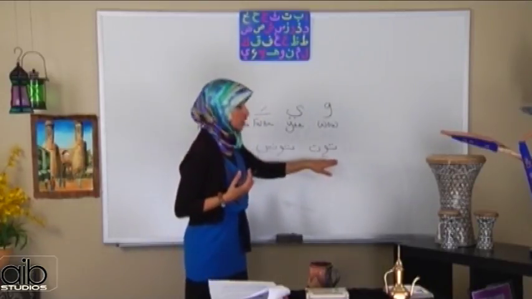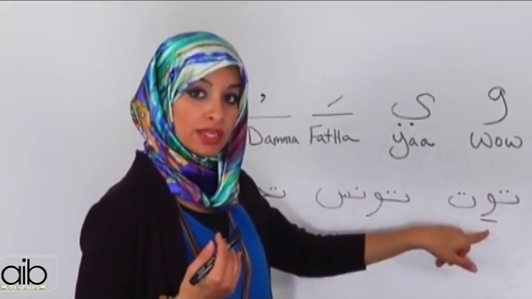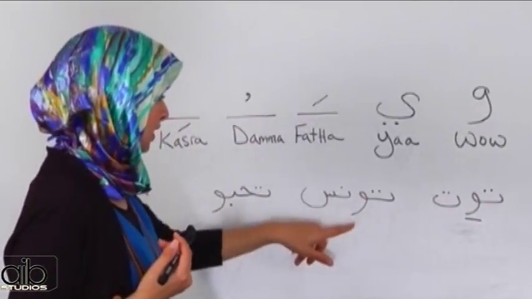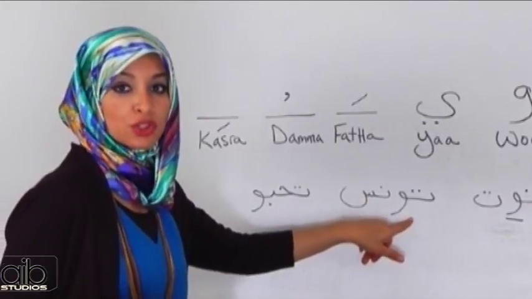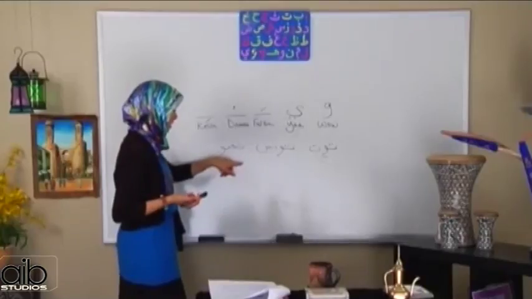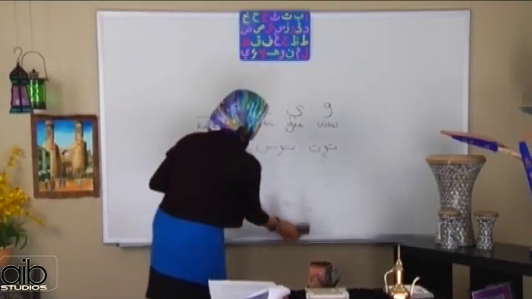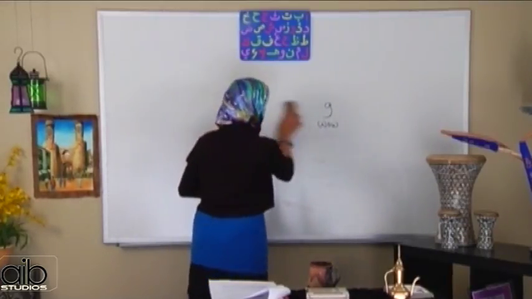So this is waw. Let's read some words just so that we can hear how it sounds. The first word here is toot. Toot. We see here the waw in the middle of the word. Toot. Then we have Tunis. Again, waw is in the middle of the word. Tunis. And then finally, tahabbu. And waw is at the end of the word. Tahabbu.